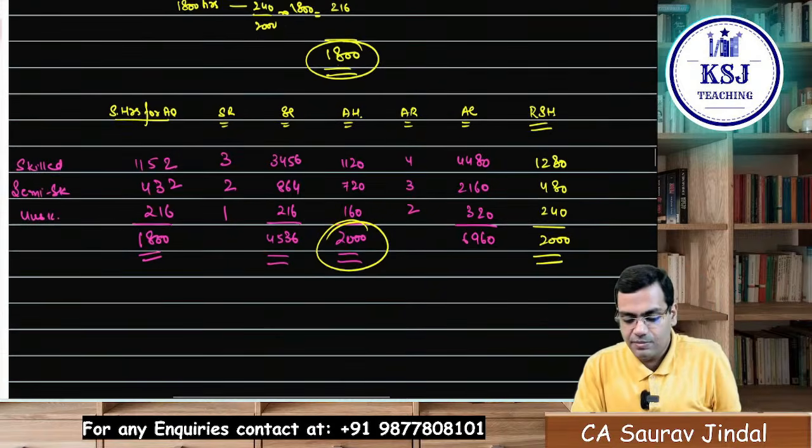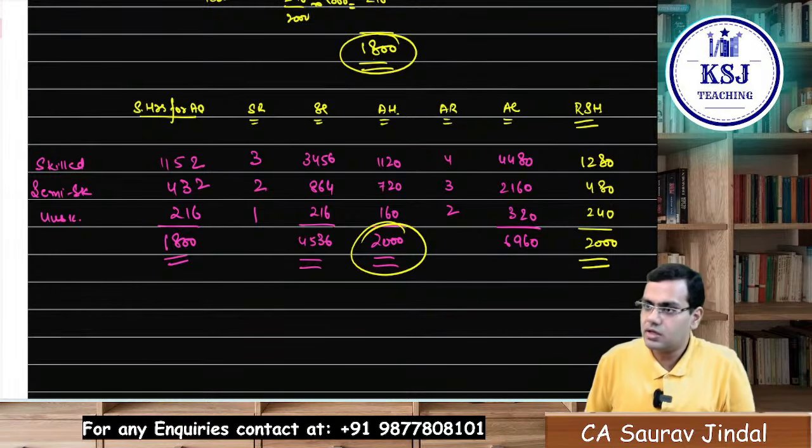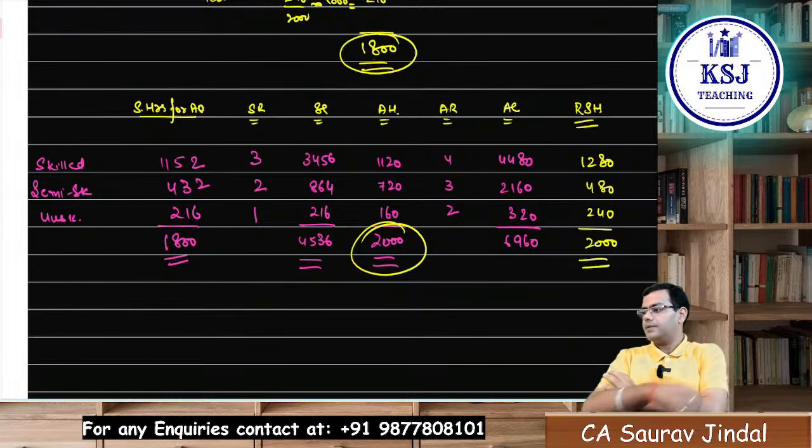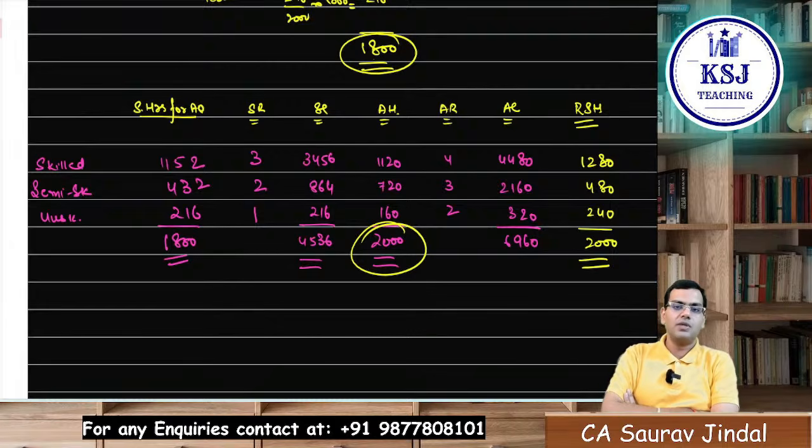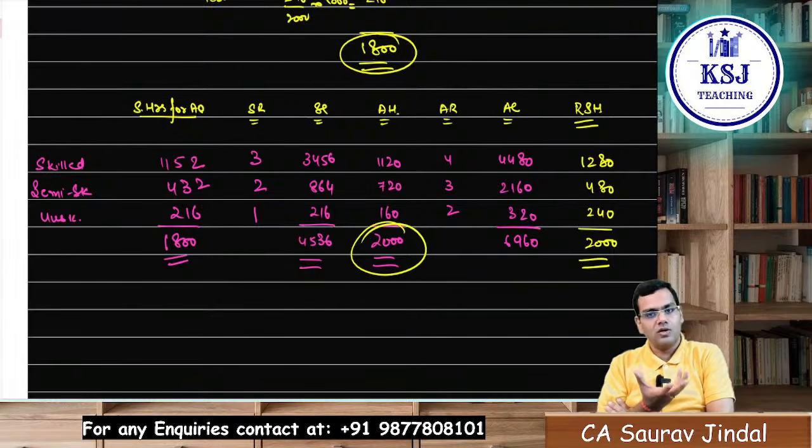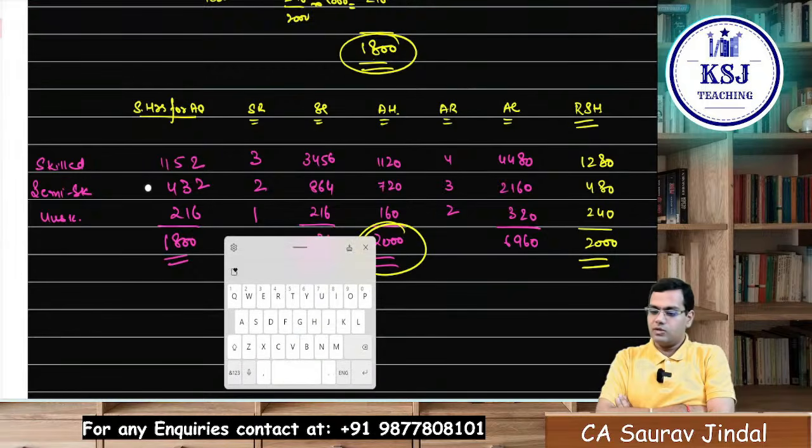So this is the table for this particular question that we have prepared. Let me know if you have any doubts in this question. This question is about the actual output is not given in terms of units, but the actual output is given in terms of the number of hours that is being generated in total, right? Any doubts in this question?